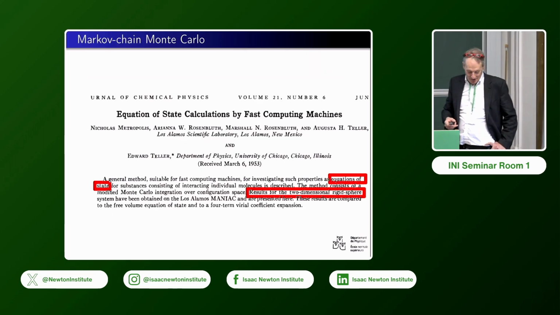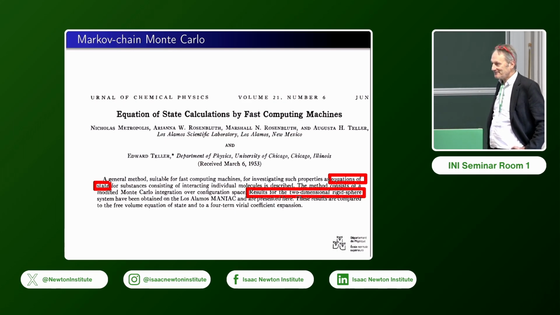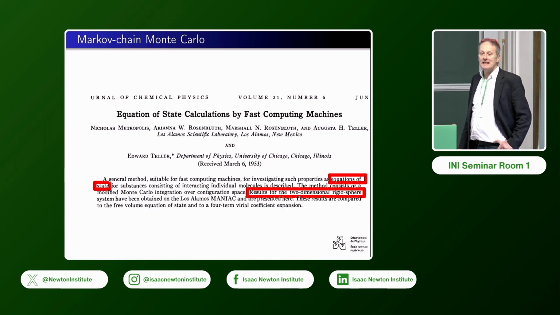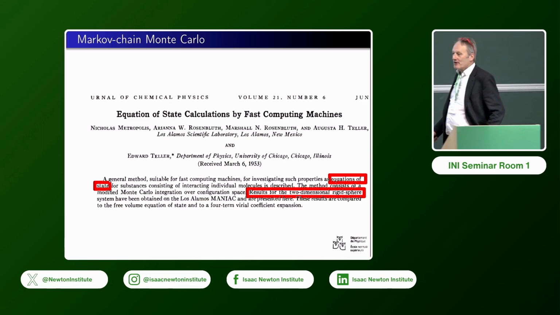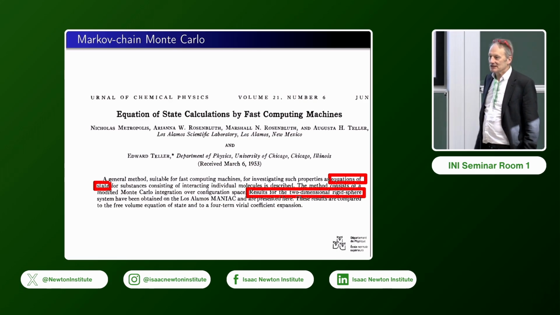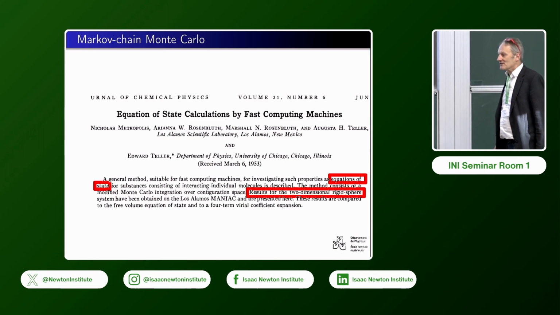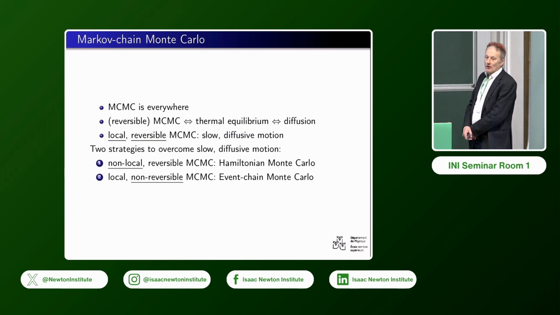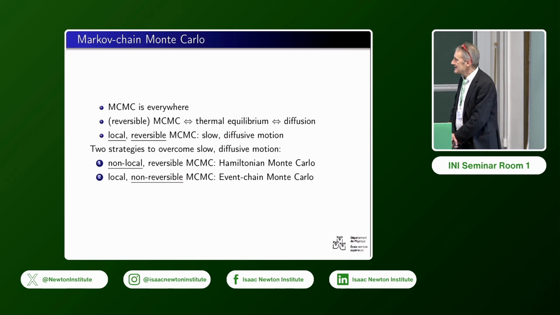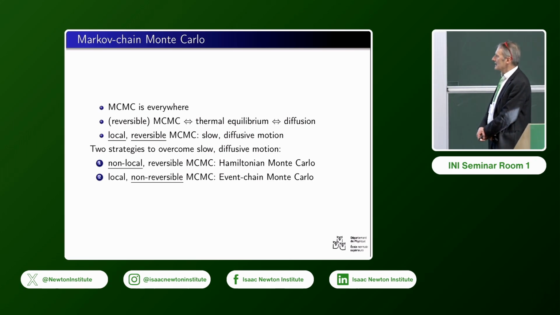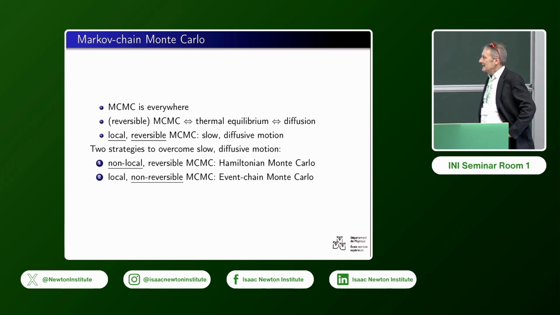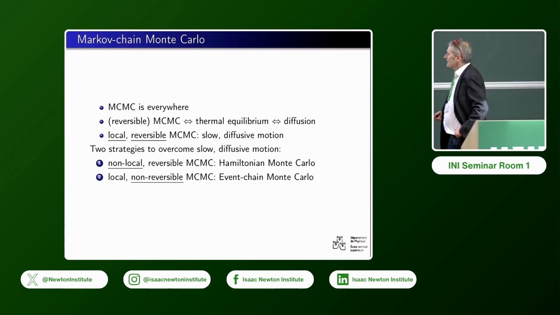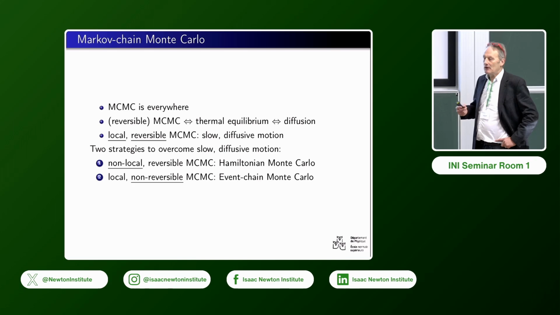Just as a historical reminder, this is where we all come from. The 1953 paper, Metropolis et al., Markov chain Monte Carlo, introduced the idea of sampling. And if you read the paper, you'll notice that they introduced the detailed balance condition, and they also went beyond the detailed balance condition. But that's a subject that we can discuss later. Markov chain Monte Carlo, as you know, is absolutely everywhere in science, in engineering, in the social sciences, and as Sam just said, the reversible version of Markov chain Monte Carlo is the original physical foundation and has kept on for decades and more than half a century.